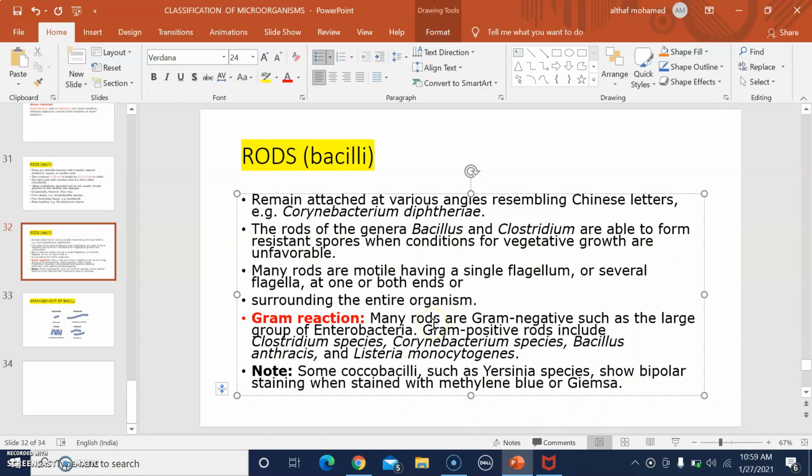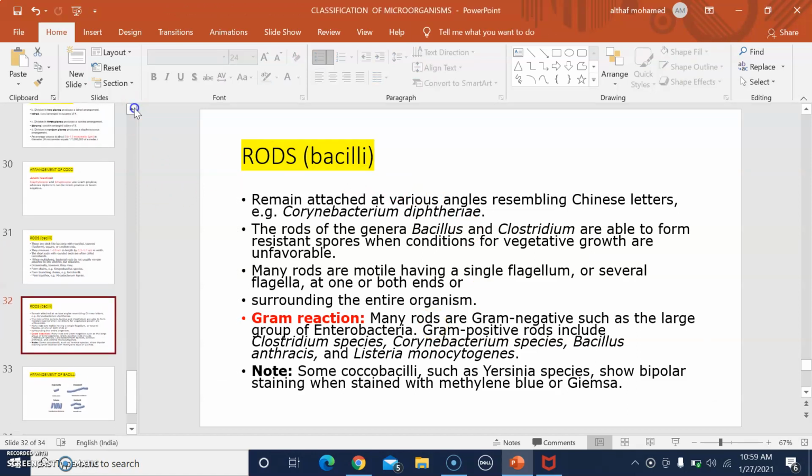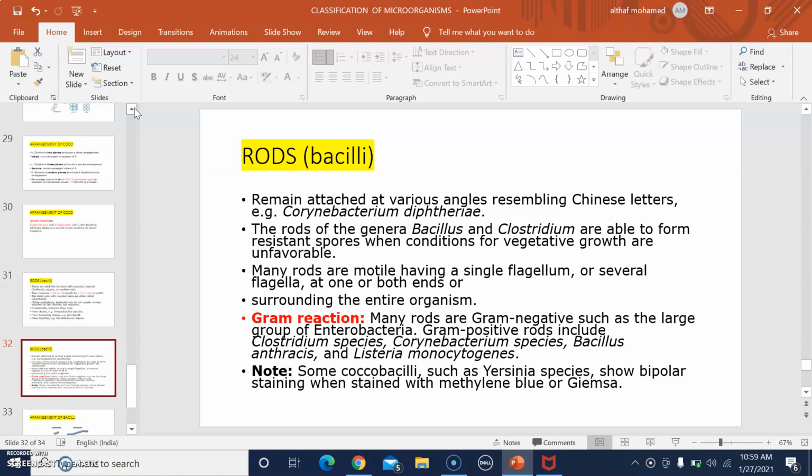So that's all about today's session. We have discussed the first two shapes, that is cocci and rods. In the next session, we will discuss vibrio, spirilla and spirochetes. Thank you all.